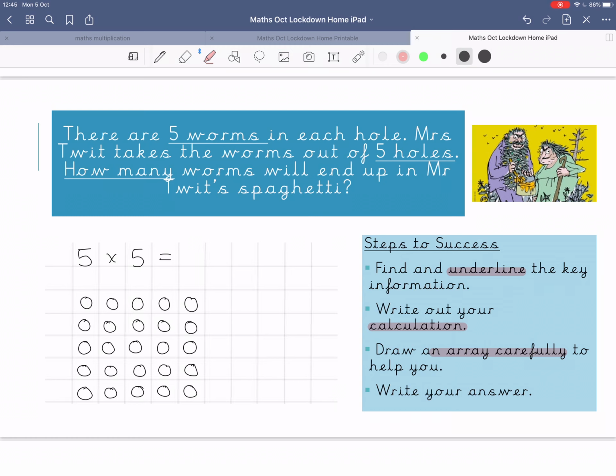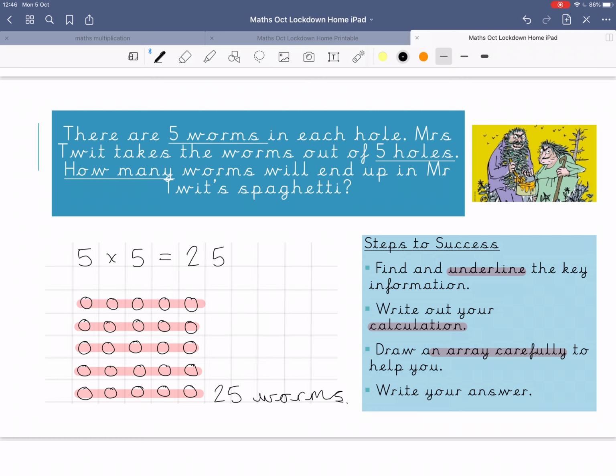any way. So I'm counting in my 5s. I'm going to count in my 5s this way. Okay, so there's one group, 5, 10, 15, 20, 25. Okay, and then that final thing, write your answer. How many worms will end up in Mr. Twit's spaghetti? So that tells me my answer is 25 worms. Bet that won't taste very nice.